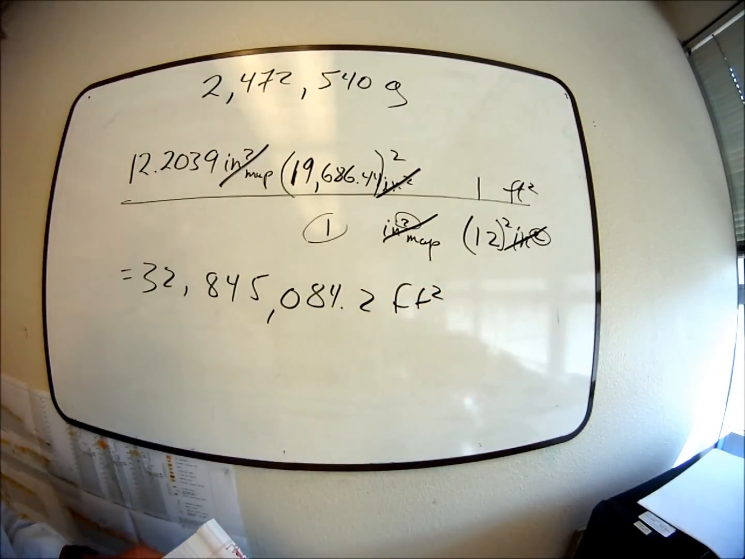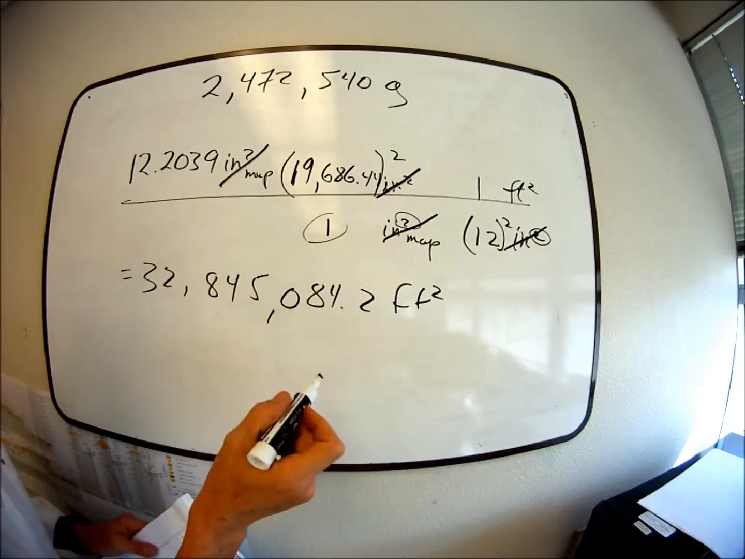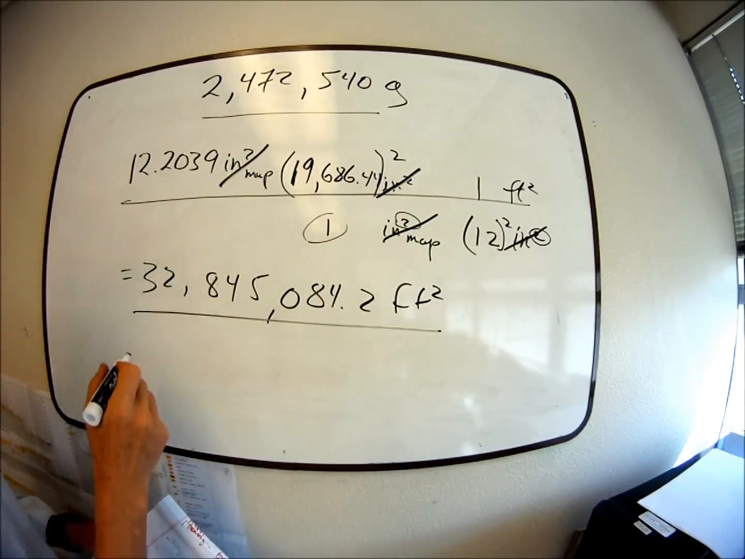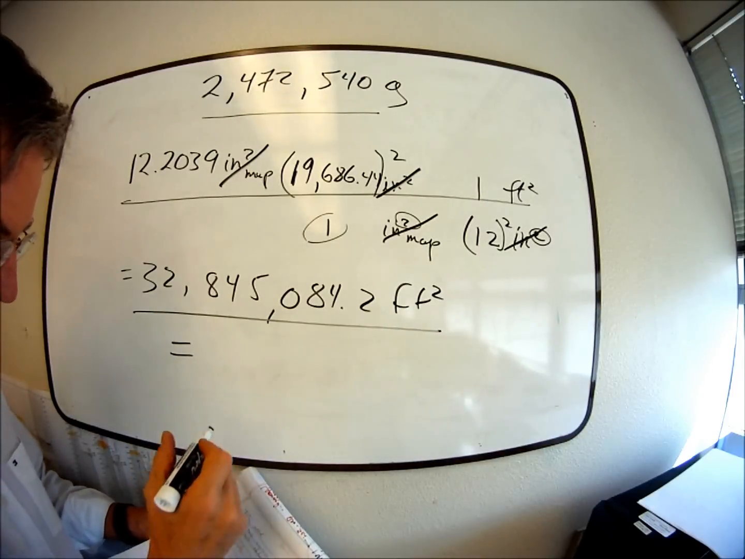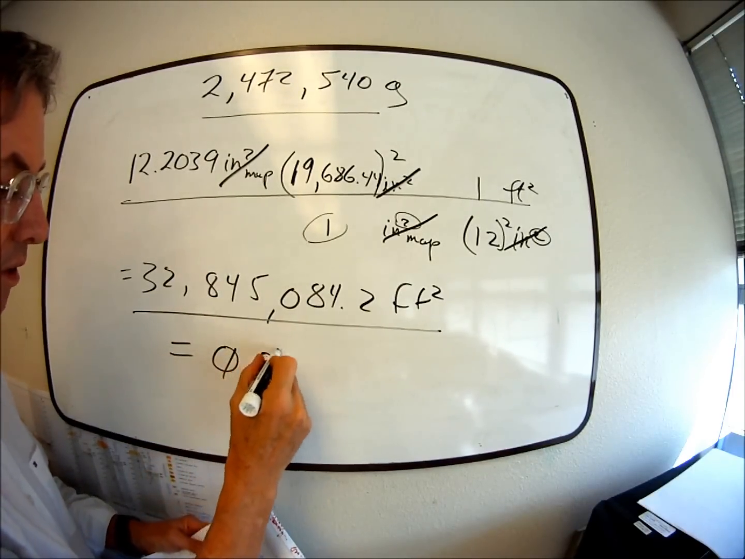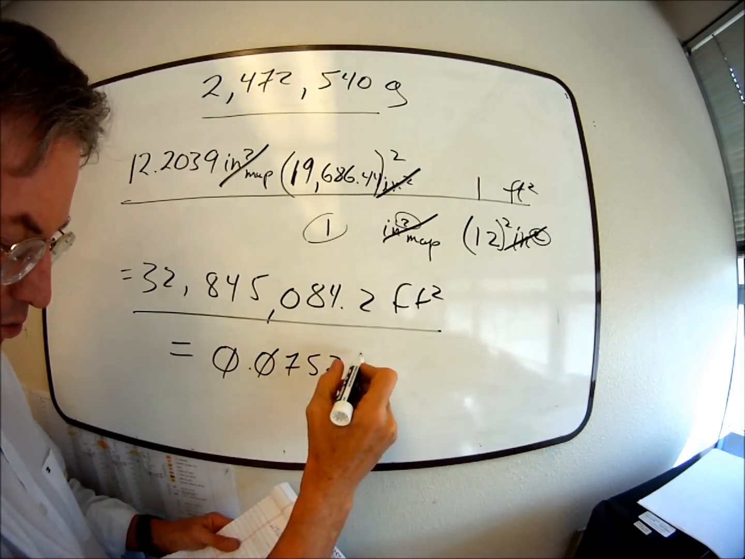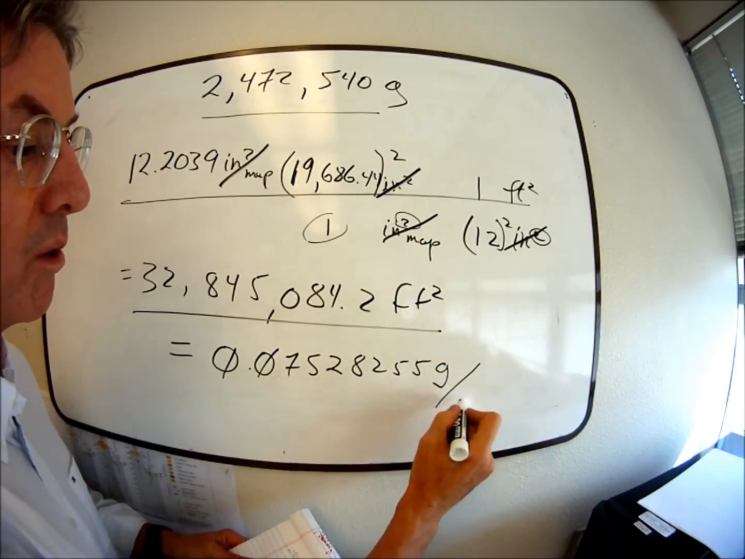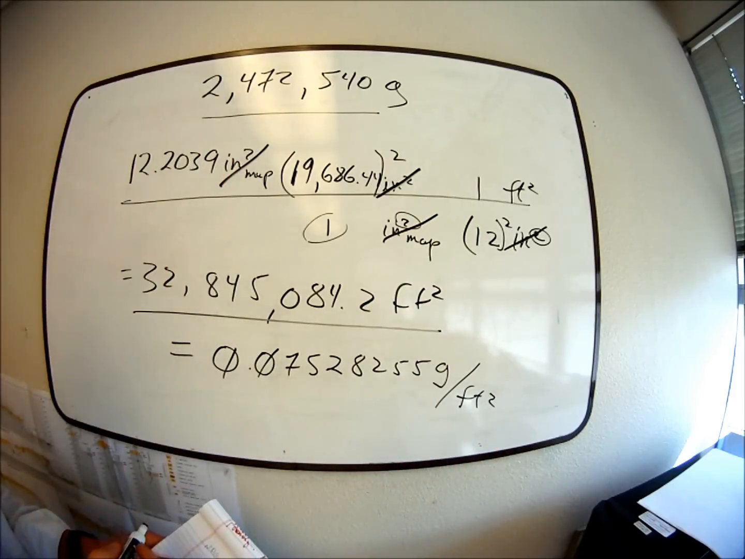feet squared. Now, the last stage in this calculation involves essentially dividing the number of grams by the number of feet squared. And if we do that, we come up with 0.075282255 grams per foot squared. This makes sense. This is a much bigger number than that, okay? So we come up with a fraction that's less than 1.